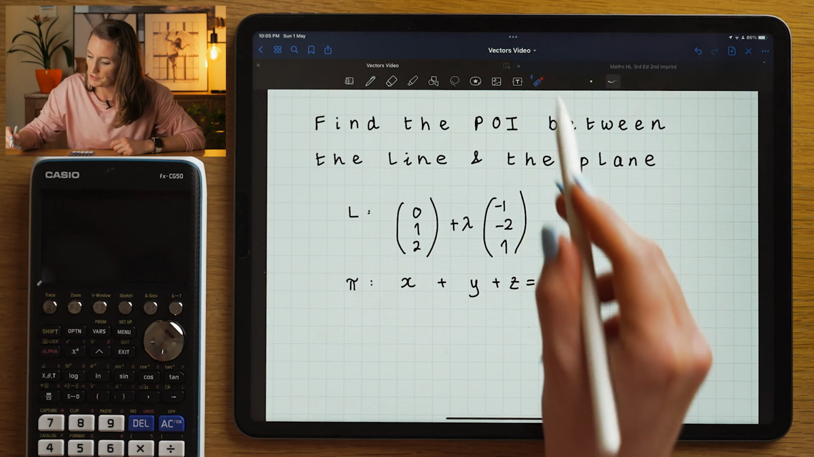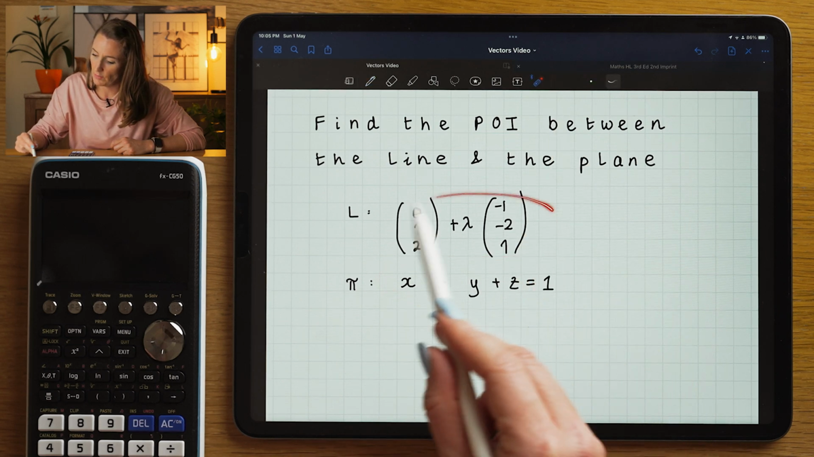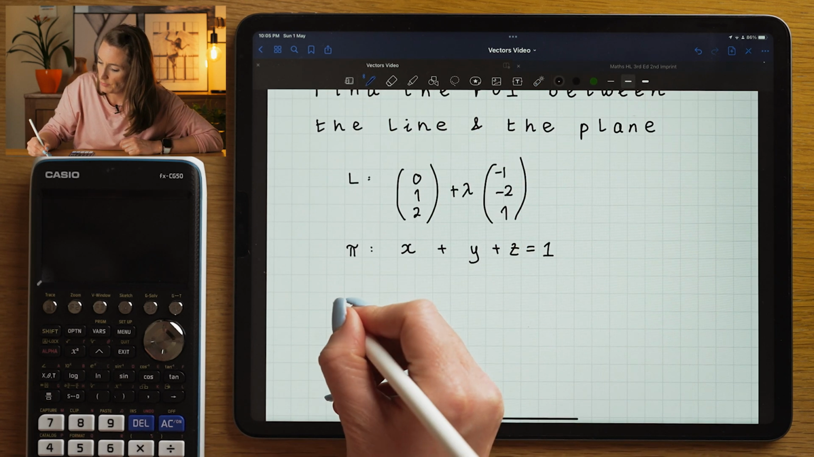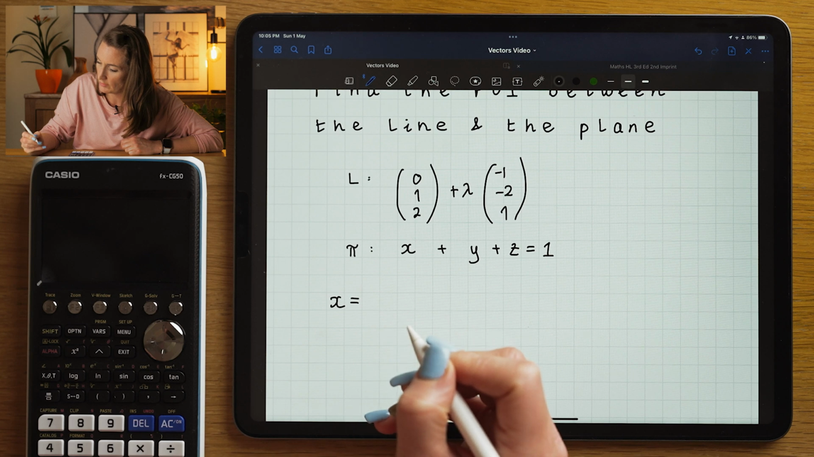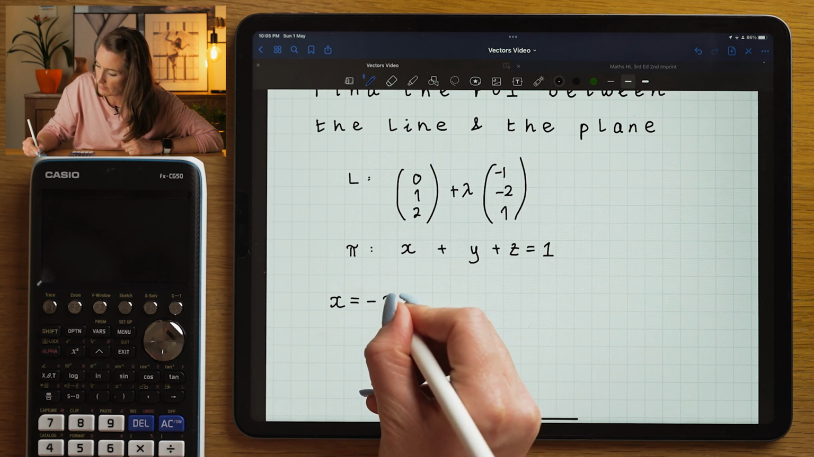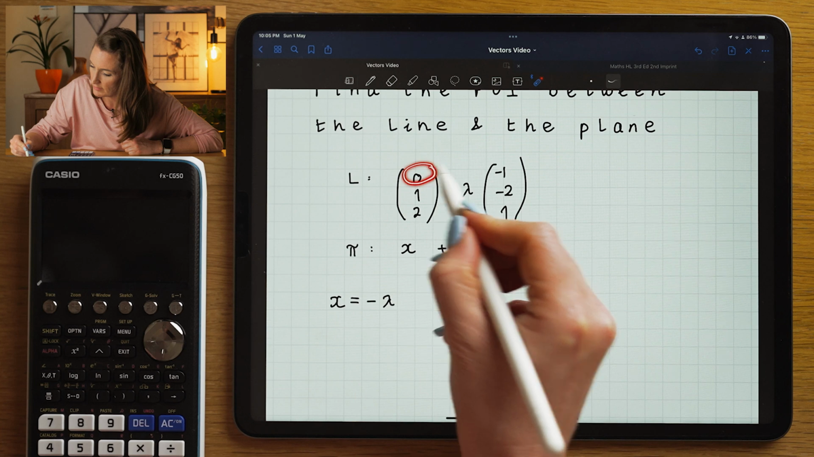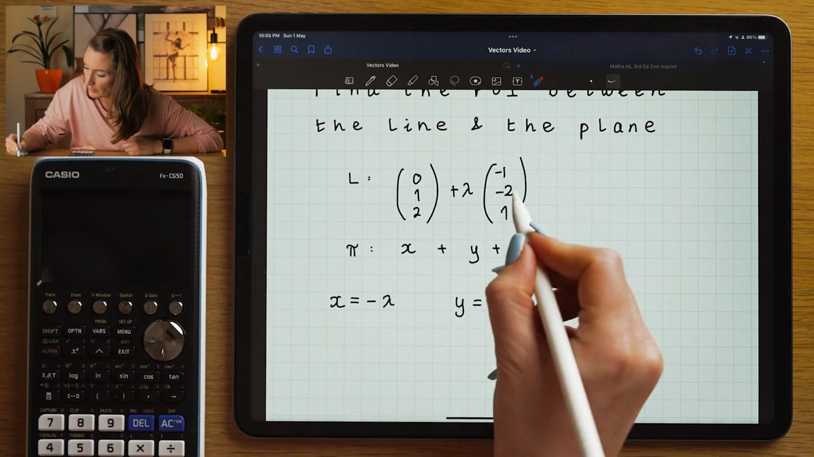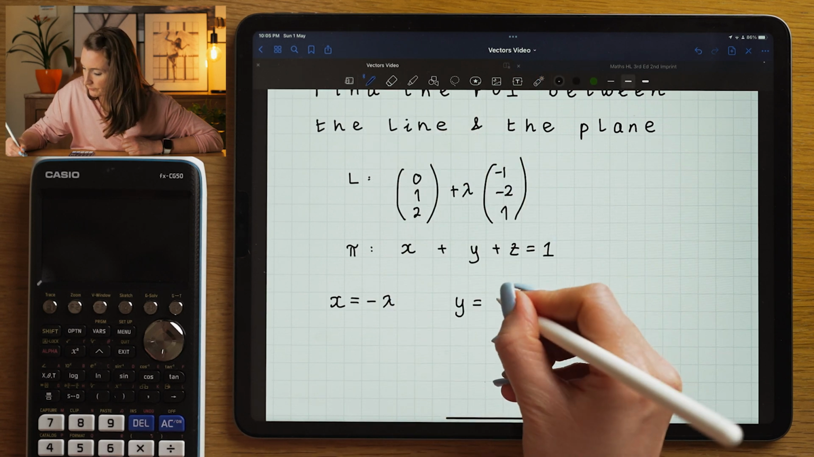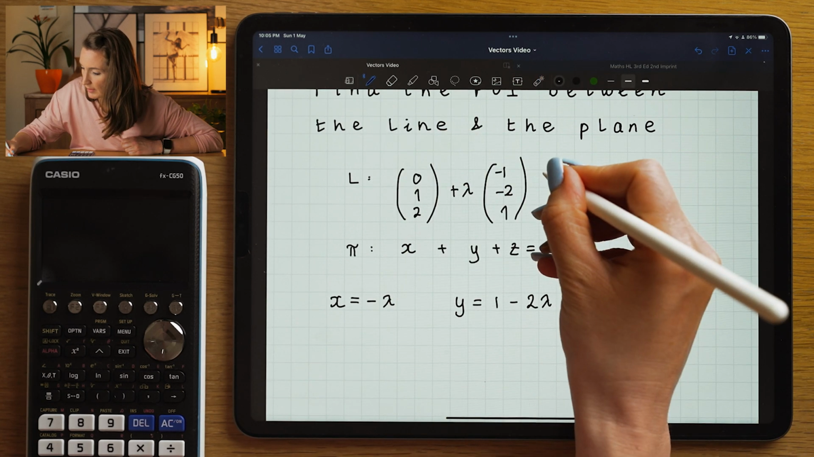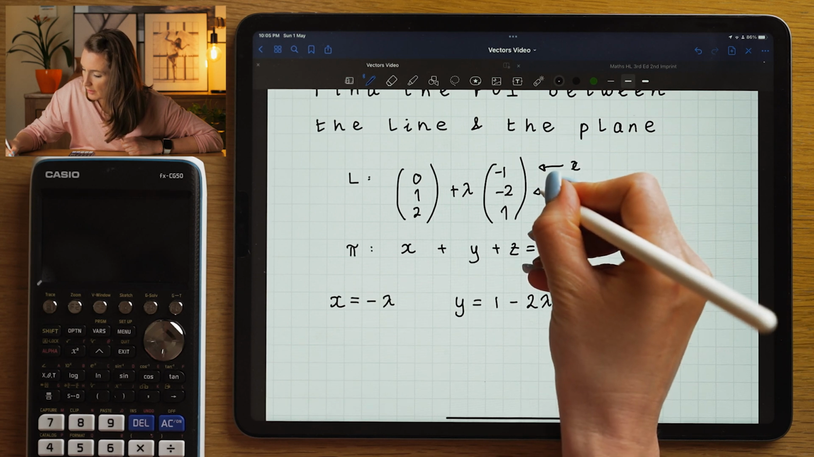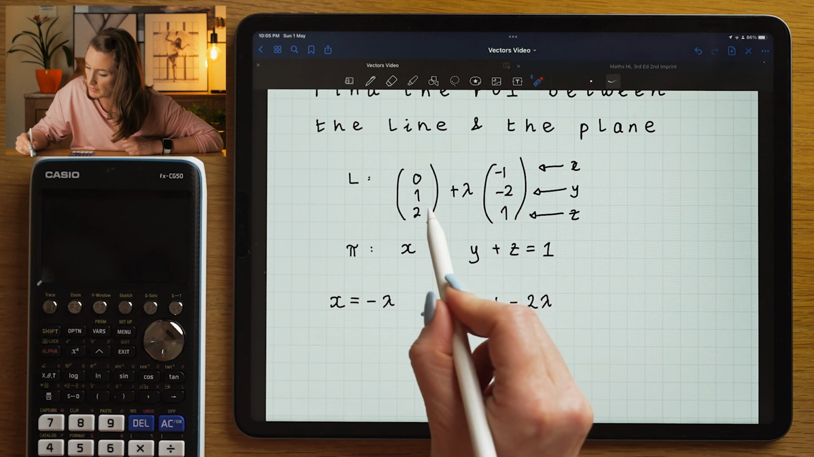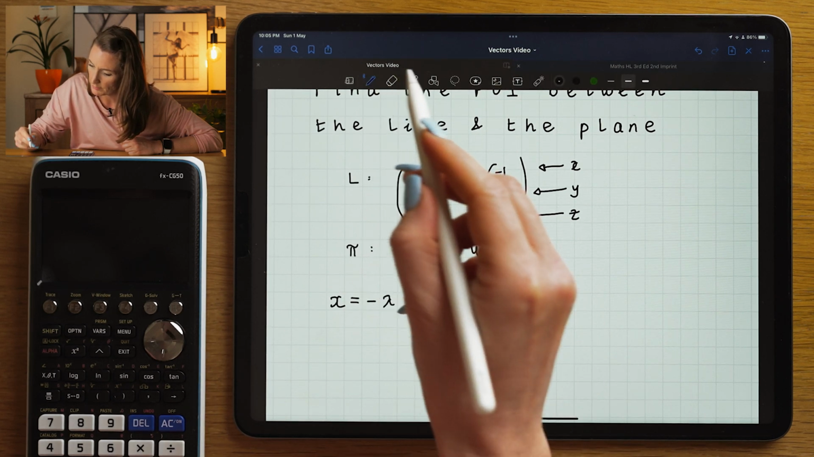So this is the equation of the plane, pi, and this is the equation of the line, L. What you're going to do is set up your parametric equations according to your line. In this case, I would have x is minus lambda, because it's 0 minus 1 lambda. y is going to be 1 minus 2 lambda. Remembering this is my equation for x, then y, then z, my last equation is going to be 2 plus lambda.